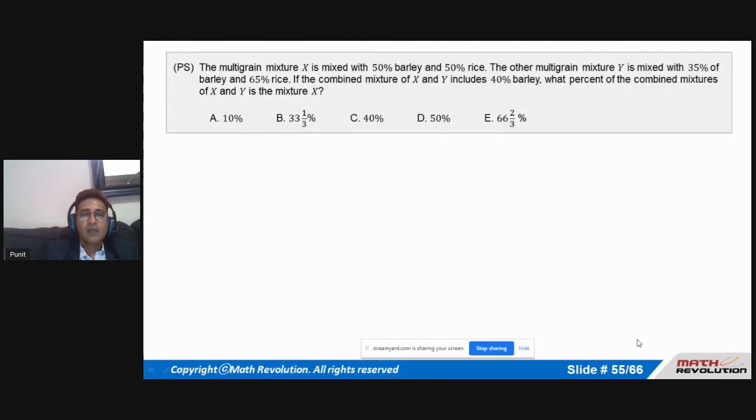The question says the multi-grain mixture X is mixed with 50% barley and 50% rice. The other multi-grain mixture Y is mixed with 35% barley and 65% rice. If the combined mixture of X and Y includes 40% barley, what percent of the combined mixture of X and Y is rice? It's all each and together. There is an X, there is a Y, then there is barley, there is rice, there are percentages.